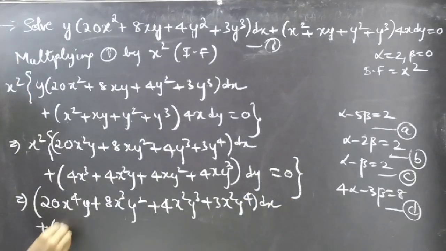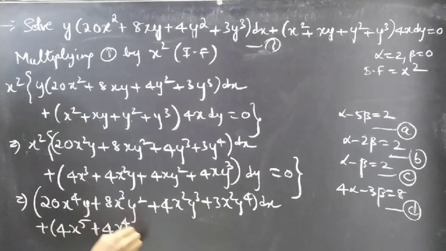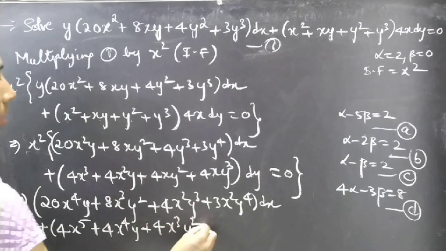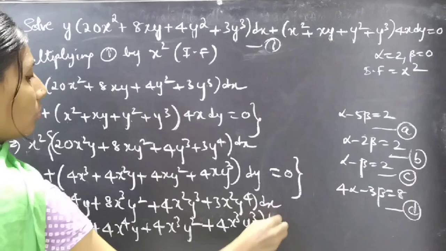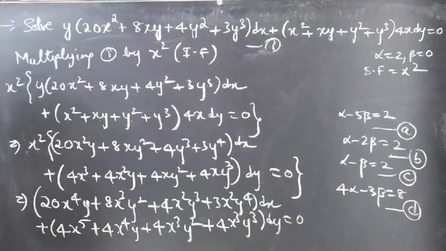plus 4x square into x cube. Add the power, so you'll get x power 5 plus 4 x power 4 y plus 4 x cube y square plus 4 x cube y cube into dy equal to 0. Okay.